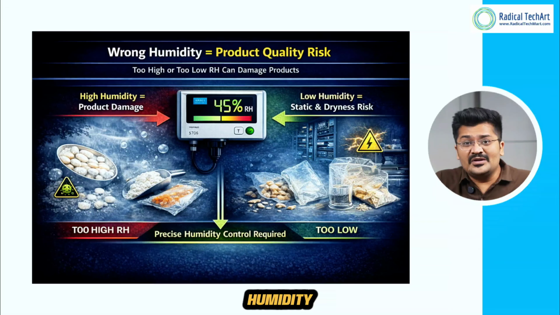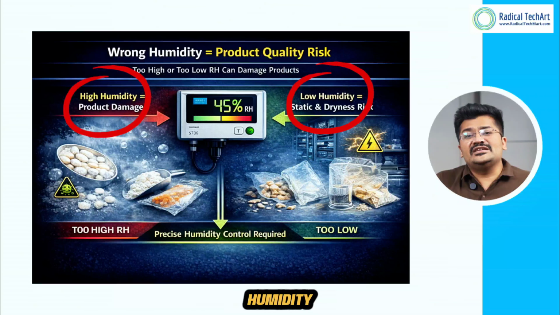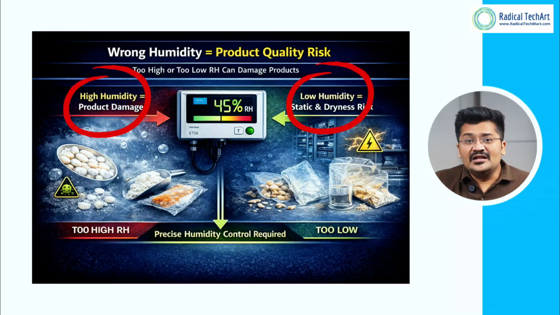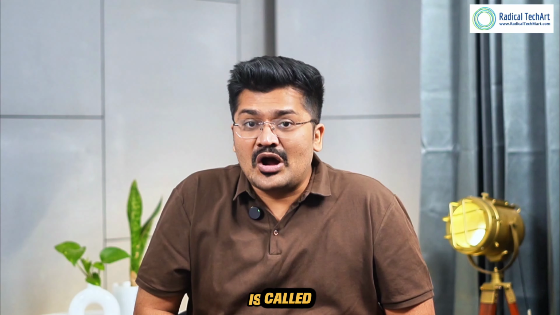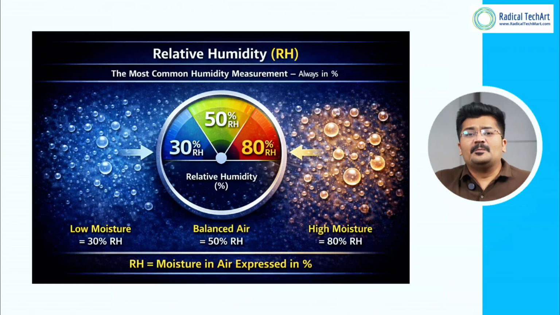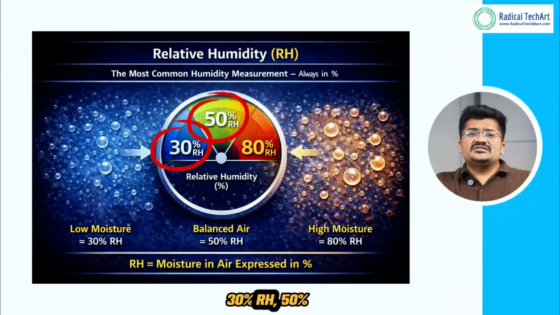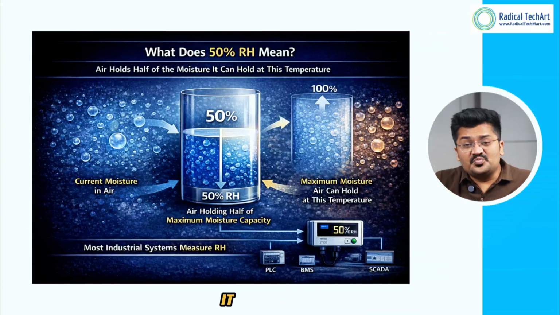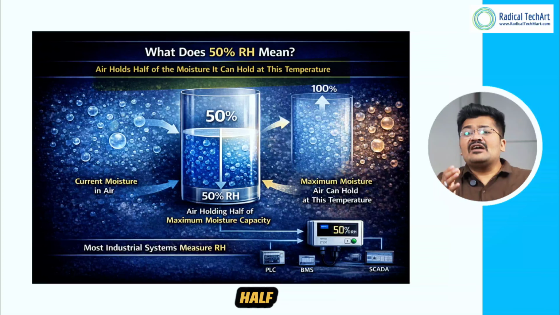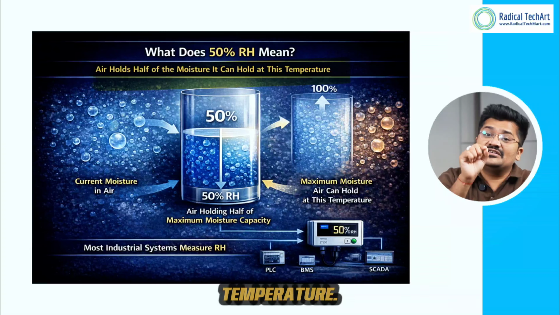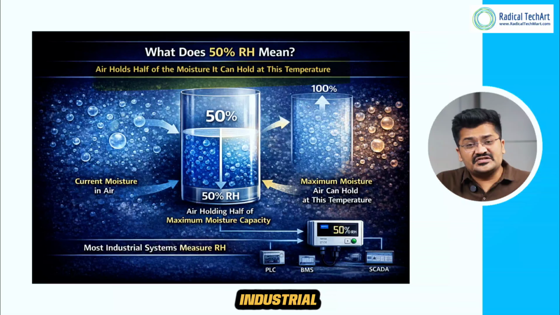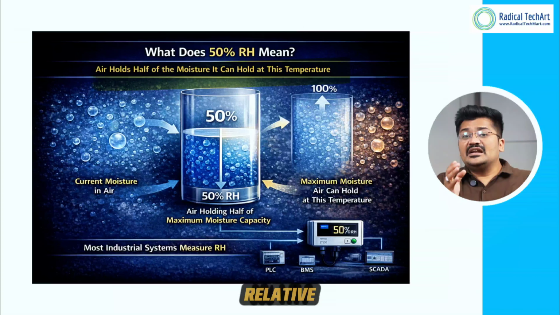In industries, humidity must often be controlled very precisely because too much or too little humidity can affect your product quality as well. The most common humidity measurement is called relative humidity or RH. Relative humidity is expressed in percentage. Now let's take one example: 30% RH, 50% RH or 80% RH. If RH is 50%, it means the air contains half of the moisture it can hold at that temperature. Now, most industrial humidity systems measure relative humidity.